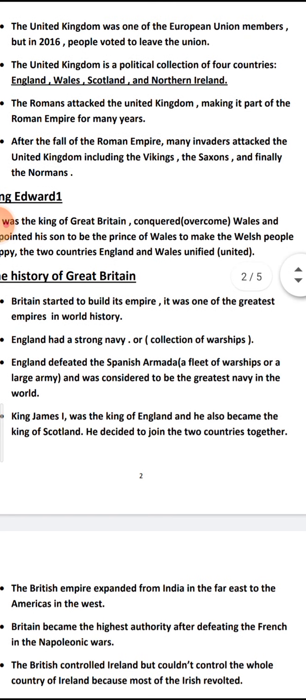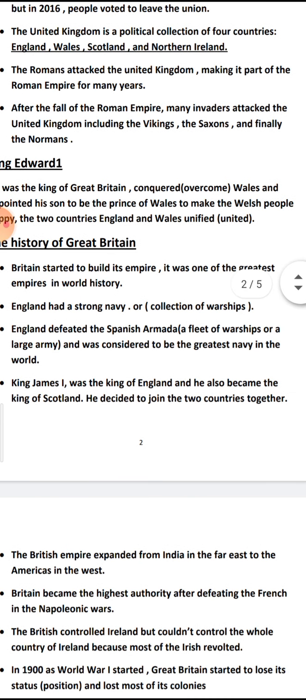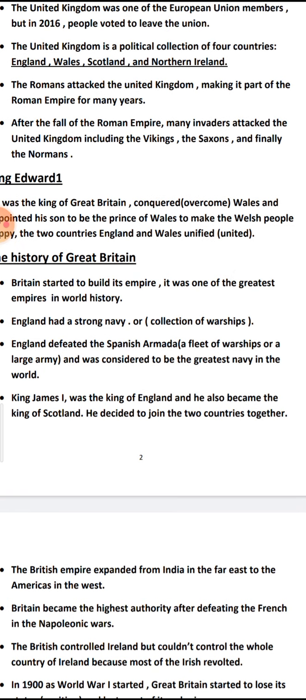And making it part of the Roman Empire for many years. The Romans attacked the United Kingdom means that they took the United Kingdom, controlled it, and made it part of their Roman Empire for many years. Okay? So if I ask you who attacked the United Kingdom and made it part of their empire, you can tell me the Romans. The Romans attacked the United Kingdom.